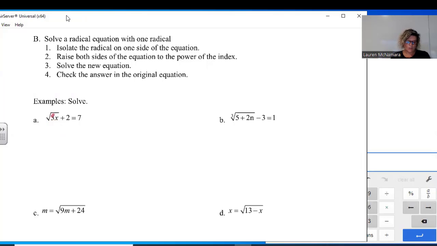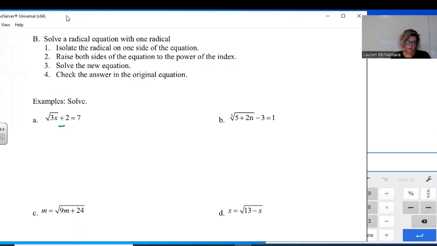So what do I have to do? I have to get that radical by itself. Just like if it was x by itself, I would need to get that by itself. So what do I have to do to get this radical then by itself? Yeah, subtract 2 from both sides. So whatever I'm doing to one side, I'm doing the same thing to the other side. So now I have the square root of 3x is equal to 5.